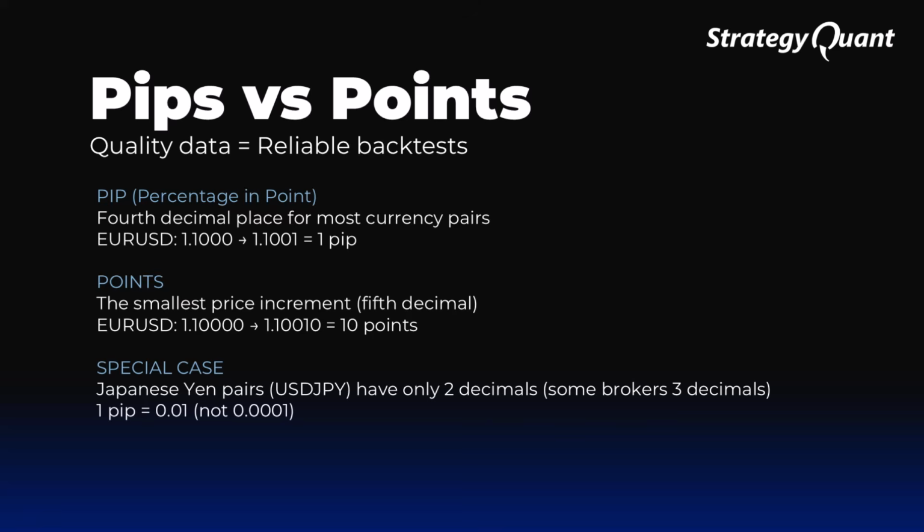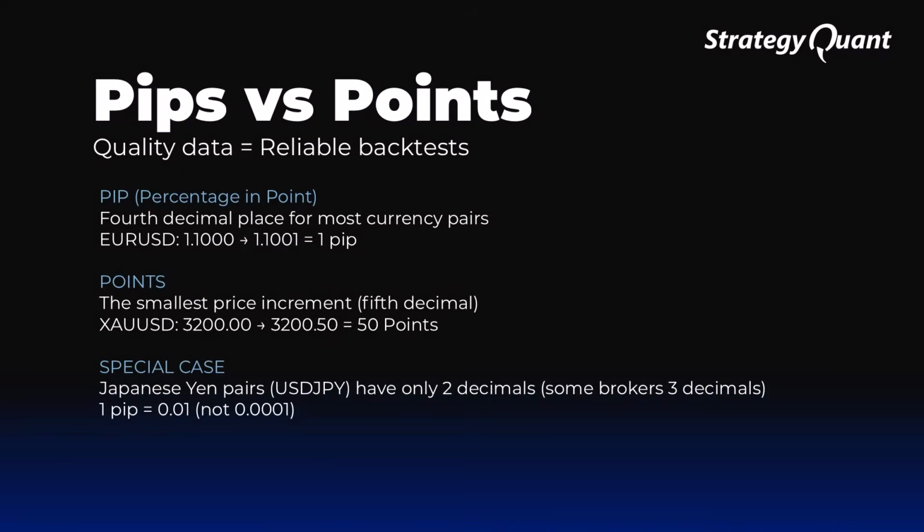But be careful, some brokers may quote 3 decimal places. In that case, 1 pip equals 0.01. That's how traders measure even the smallest price movements in the market. For some instruments, such as gold or indices, pips and points work a bit differently.